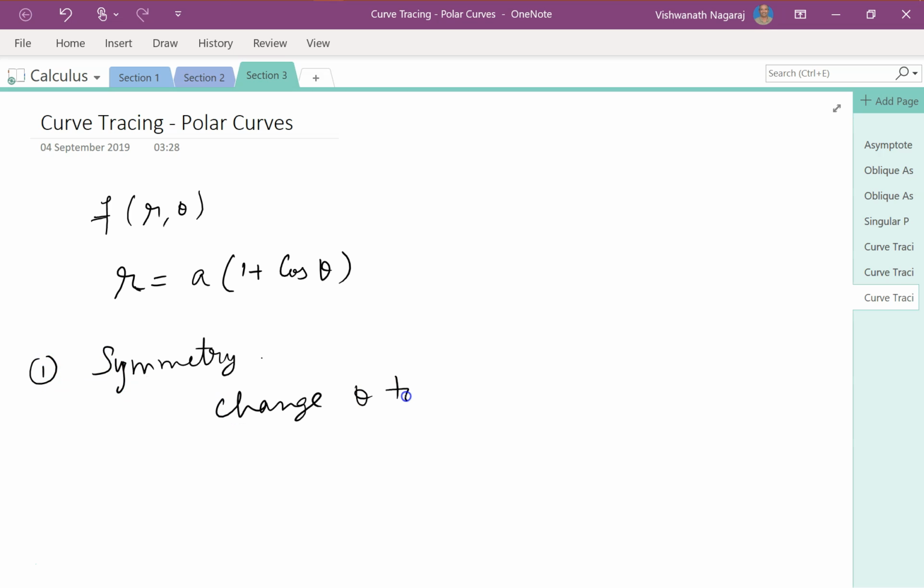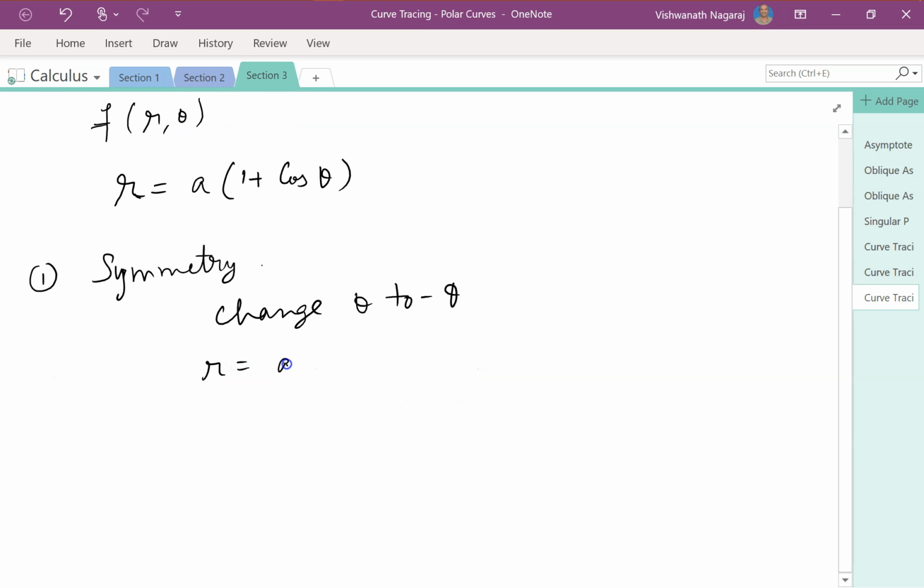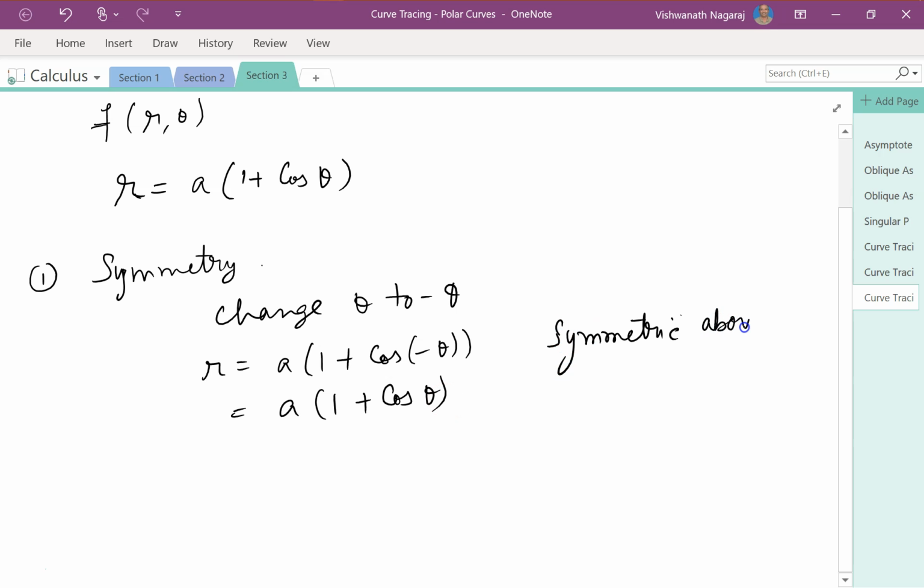Change theta to minus theta. So r is equal to a times 1 plus cos minus theta. Now cos minus theta is nothing but cos theta, so there is no change. So it is symmetric about the x-axis.